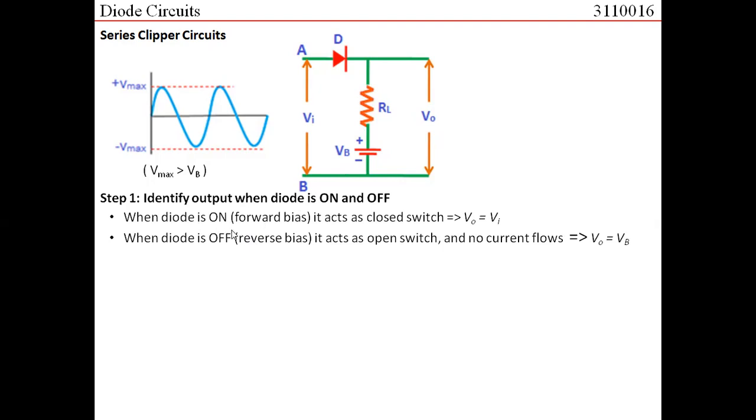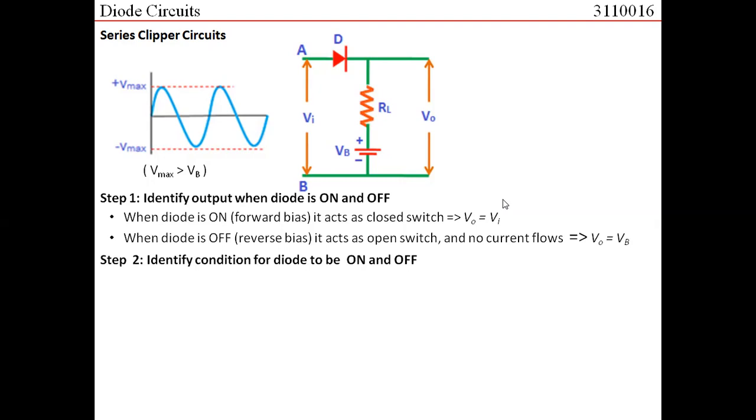When the diode is on, it acts as a closed switch. V0 is the same as the input voltage. When the diode is off, it acts as an open switch. No current flows, no voltage drop across RL. So V0 would be equal to VB. Having done this, let us move on to the second step.